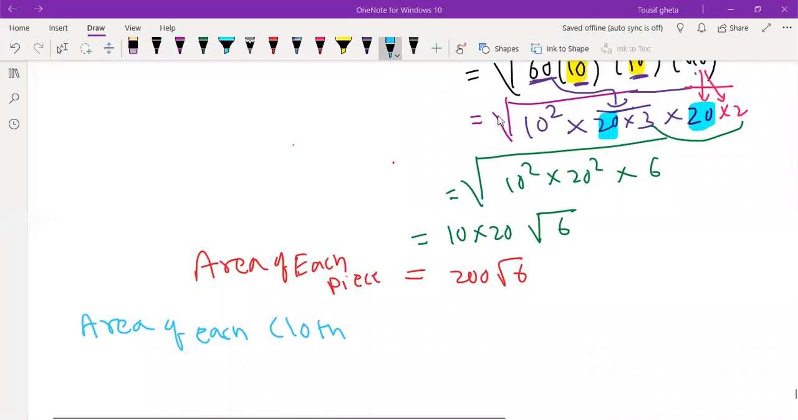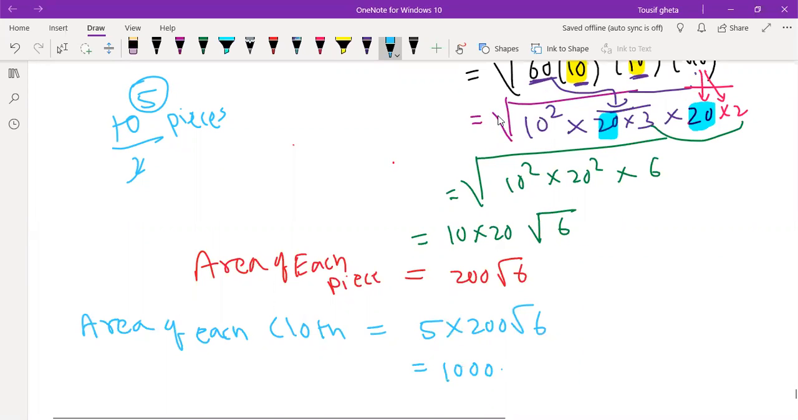Area of each cloth. There are a total of 10 pieces, correct? There are two types of colors, so each color has 5 pieces. Each color, how many pieces are there? 5 pieces. So 5 into 200 root 6 is 1000 root 6, the area of each color cloth.